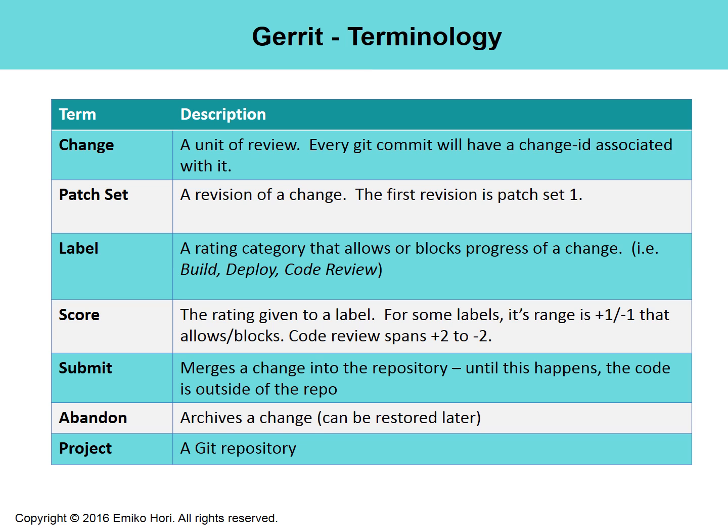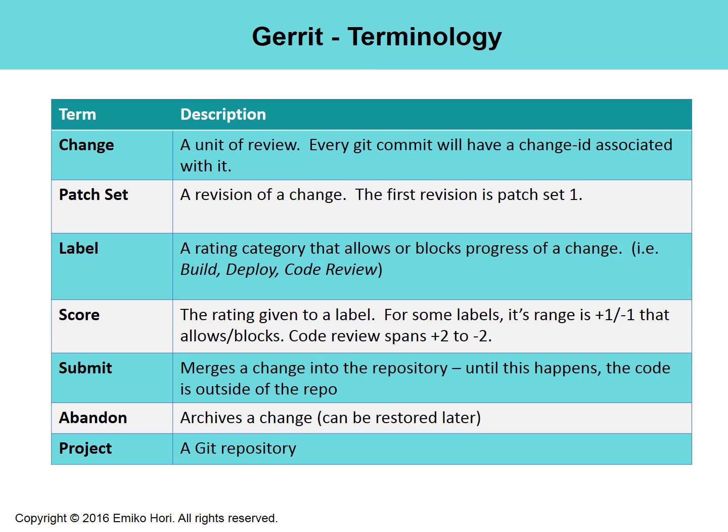Patch set means a revision of a change. The first revision is patch set 1. Label: it's a rating category that allows or blocks progress of a change. So in this particular model, we use the words build, deploy, and code review. These are called labels, but you don't have to name them build or deploy. You can name it any way you want. You can name it cats or dogs or even Darth Vader.